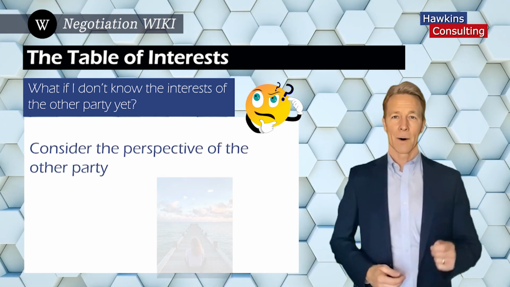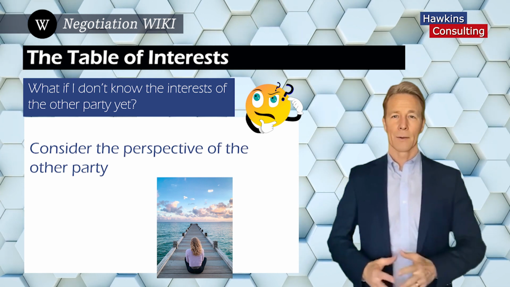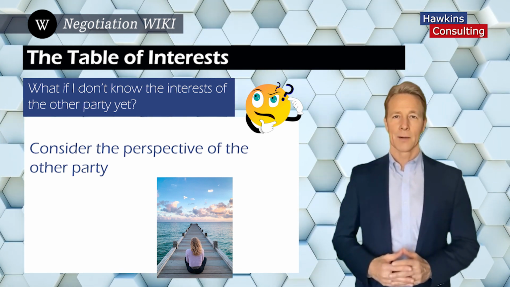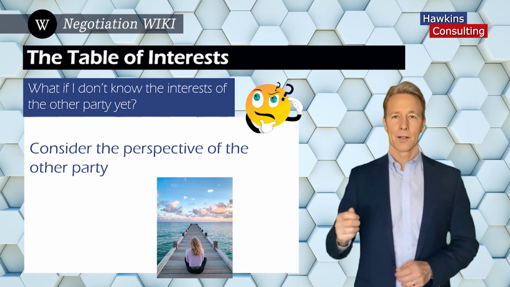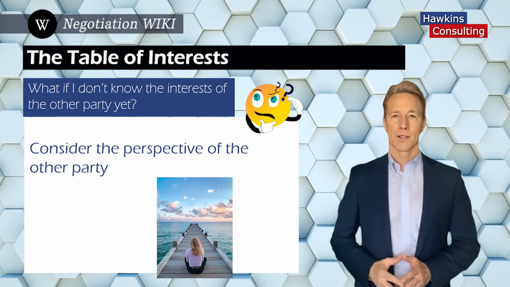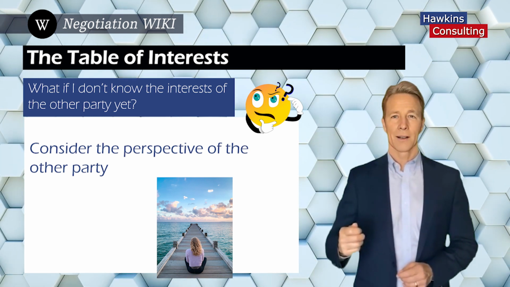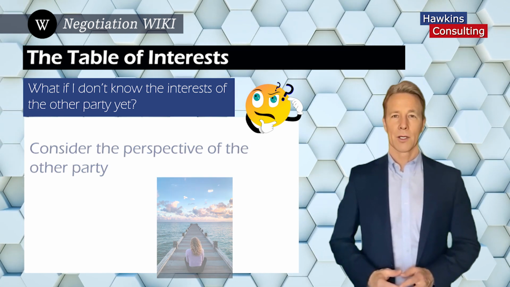Put yourself in the other party's perspective and consider what might be important for them. What factors might influence their position? For example, suppose you were sitting on the other side of the table. What would you like to see? What would be most important to you?